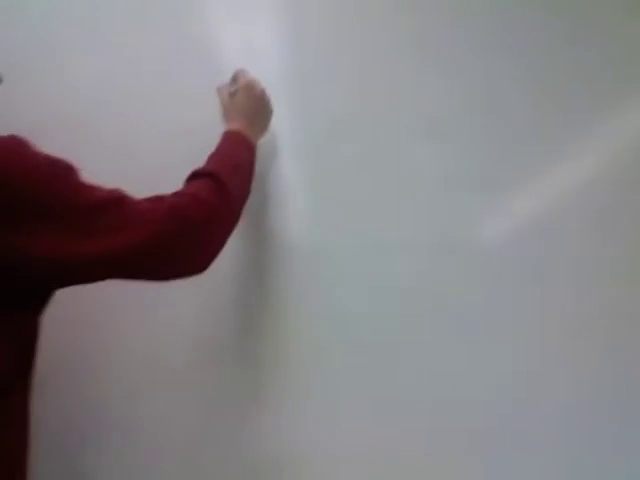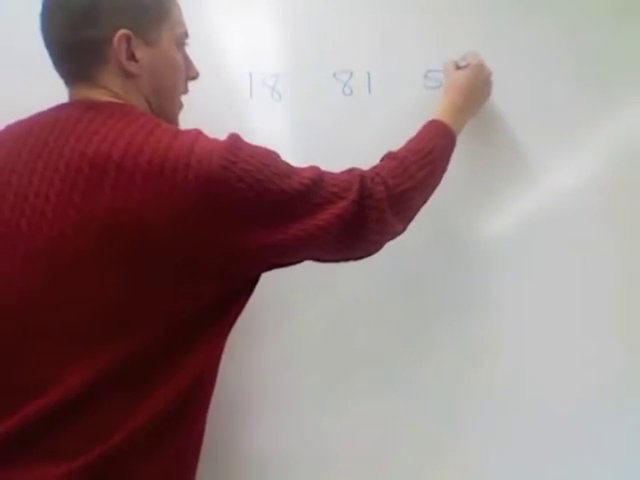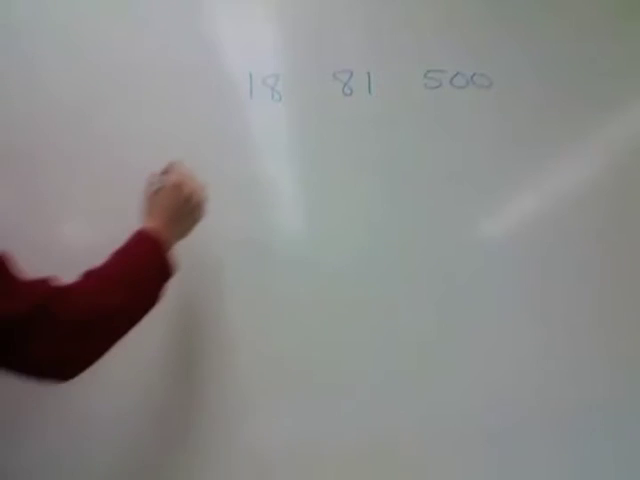Then once we find the prime factorizations, we're going to see which factors appear in them, whether in common or in general, and we're going to take those out and put them into the least common multiple. I know that sounds a little confusing, so let's work through it. We're going to take the numbers 18, 81, and 500, for example. We need to find the prime factorization of each of these numbers. Let's take 18 first.